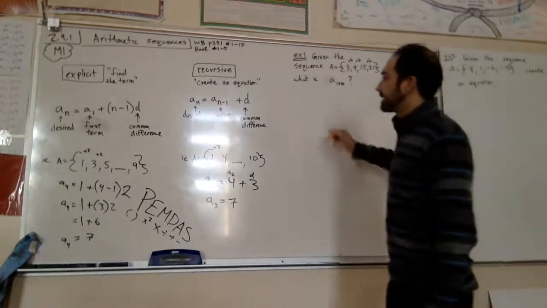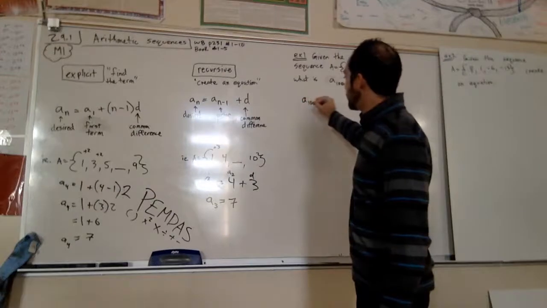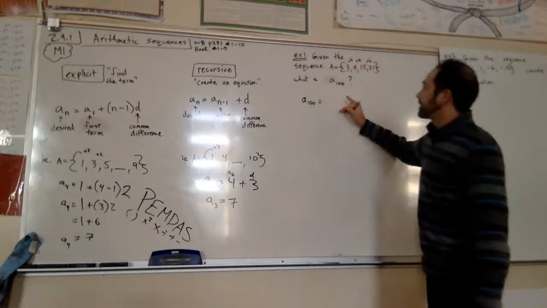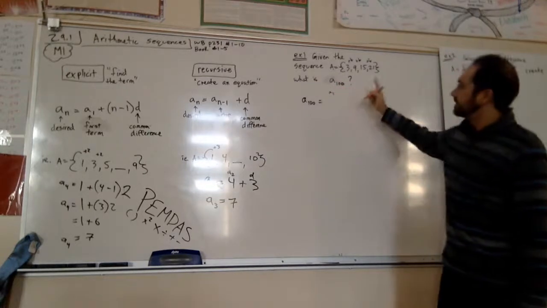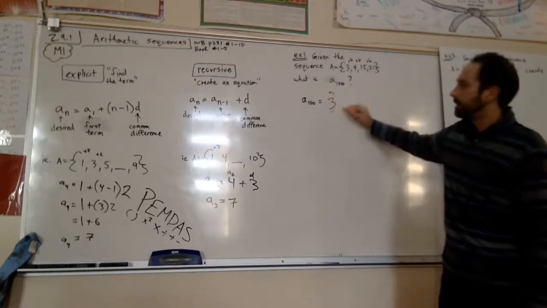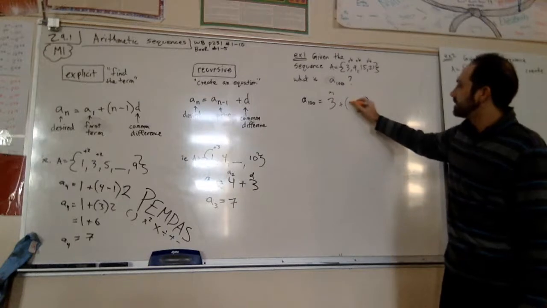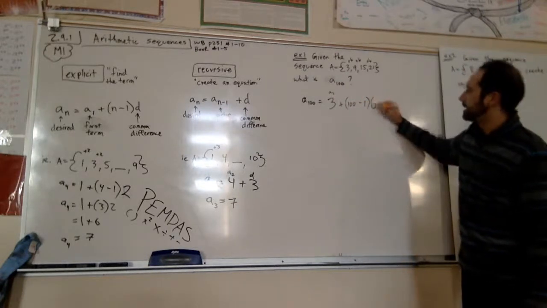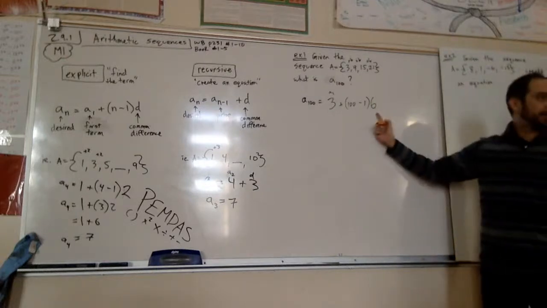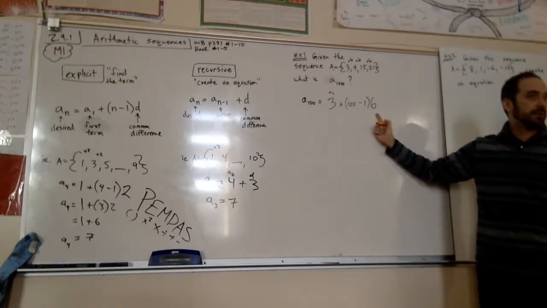All right, so let's look. We're looking for a sub 100. What's the first term in this? Because I need a sub 1. A sub 1 is 3. And then plus 100, minus 1, and then times 6. Who doesn't like that 6 on that side? It doesn't make a difference.